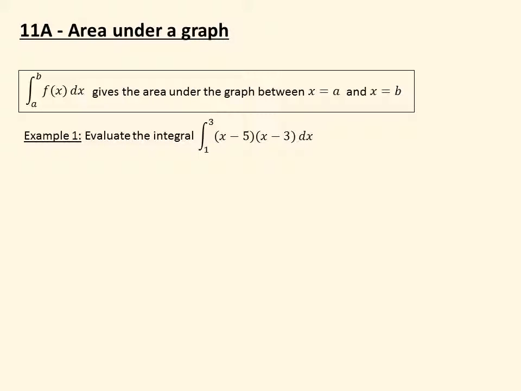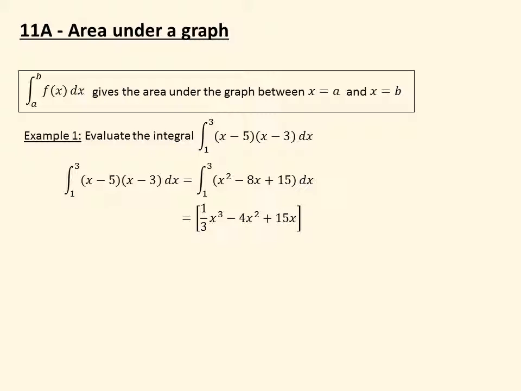Let's look at an example. We need to evaluate this expression between 1 and 3. We can't integrate it as it is. We need to multiply it out first. Now we can integrate it term by term. So using squared brackets, we can integrate x squared, then we can integrate 8x, and then we can integrate 15. Remember to put the numbers 1 and 3.